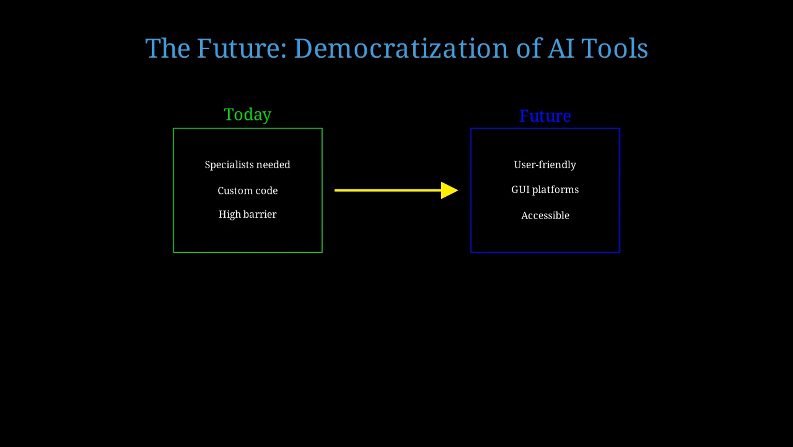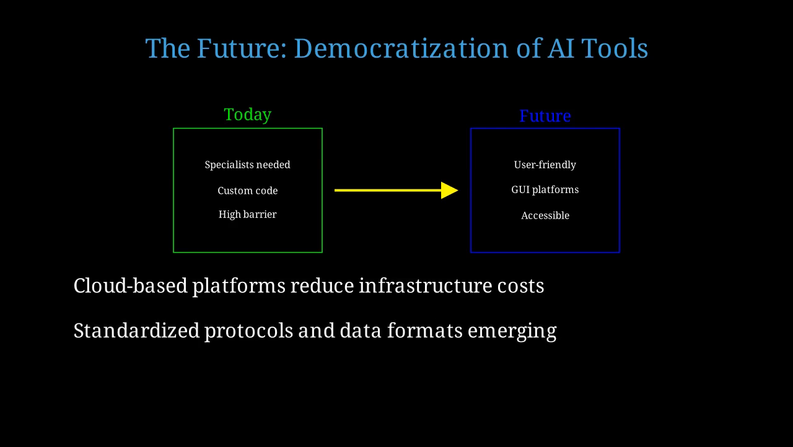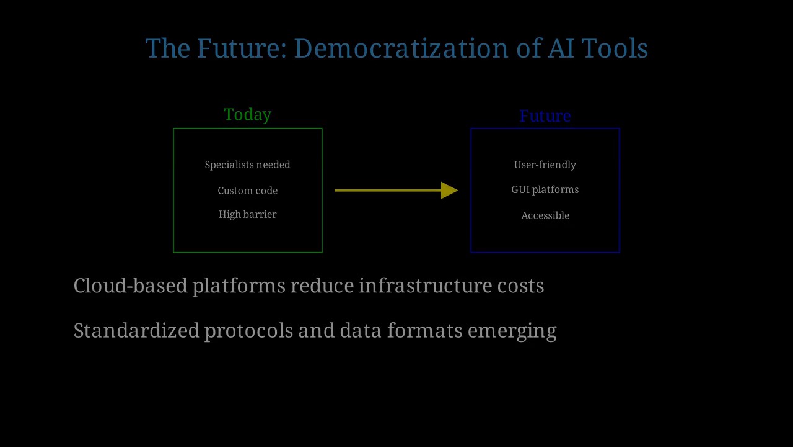In the future, graphical user interfaces and automated pipelines will make AI accessible to all researchers. Cloud-based platforms will reduce infrastructure costs. Instead of buying expensive GPU servers, researchers can rent computing power on demand, paying only for what they use. Standardized protocols and data formats are emerging, improving reproducibility and enabling AI models trained in one lab to be easily transferred to another. In conclusion, AI is not just a buzzword in microfluidics.